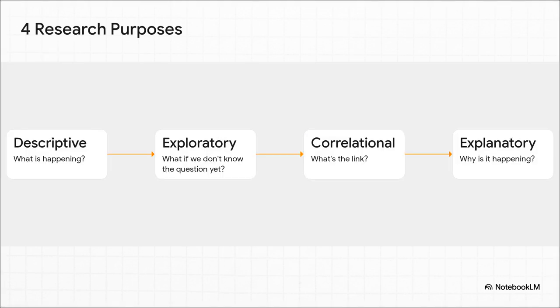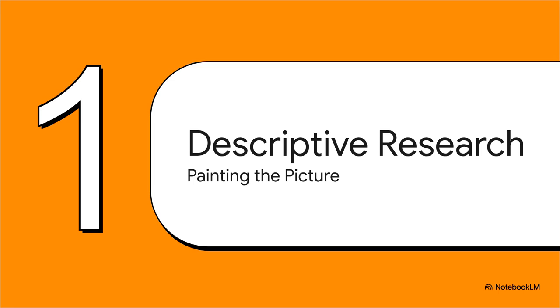All right, we're going to break down the 4 basic types of research. You've got descriptive, exploratory, correlational, and explanatory. And you can almost think of them as steps on a ladder. Each one answers a different kind of question, and they often build on each other to give us the full picture.